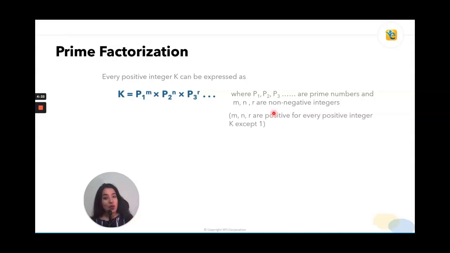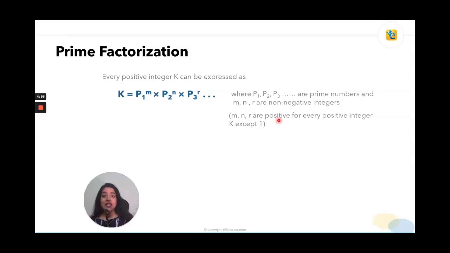Well, really, 0 is the only case when all the powers are 0. That's in 1. That means when the number whose prime factorization you're trying to write is 1. Because 1 will have to be written like 2 to the power 0, 3 to the power 0. If you take any other power, then it will not be 1. But for all other numbers except 1, these powers are going to be positive.